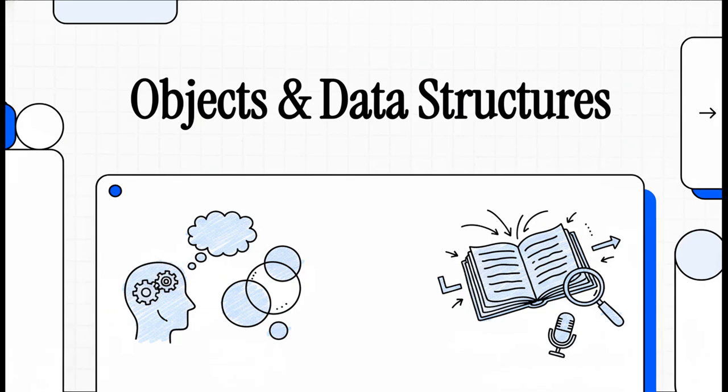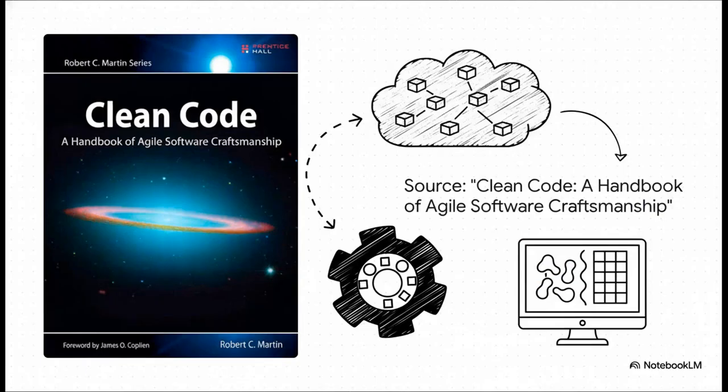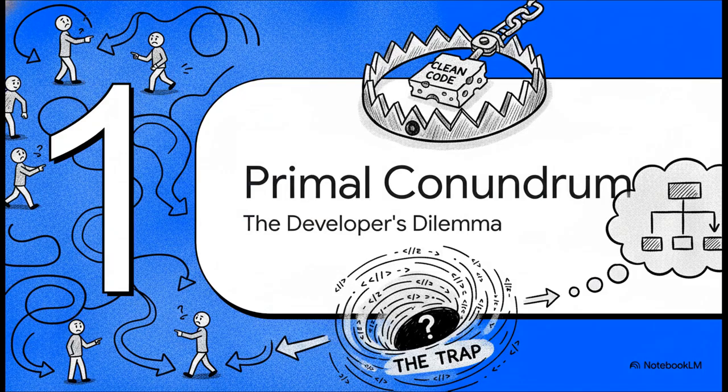This is where we take big, important ideas from some of the most influential sources out there, and well, we break them down. Today, we are diving deep, right into Chapter 6 of Robert C. Martin's legendary book, Clean Code. We're going to tackle a concept that honestly separates the pros from the amateurs, the critical difference between objects and data structures.